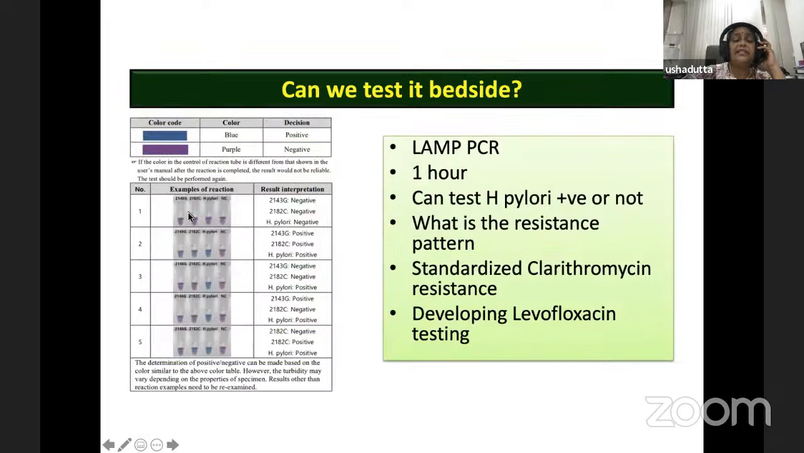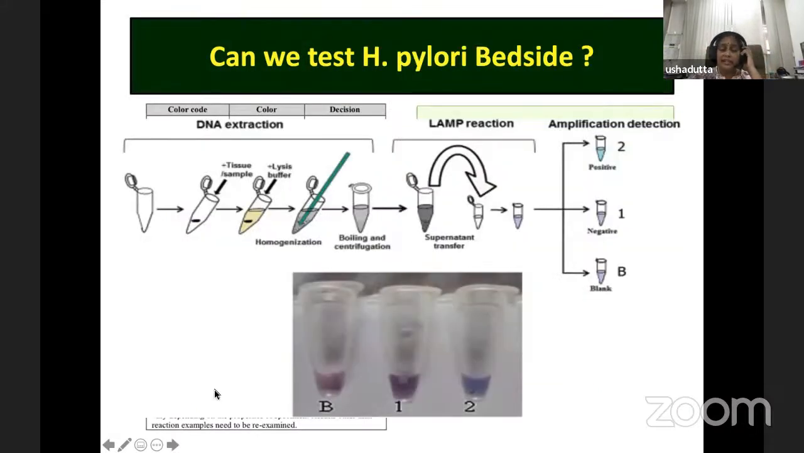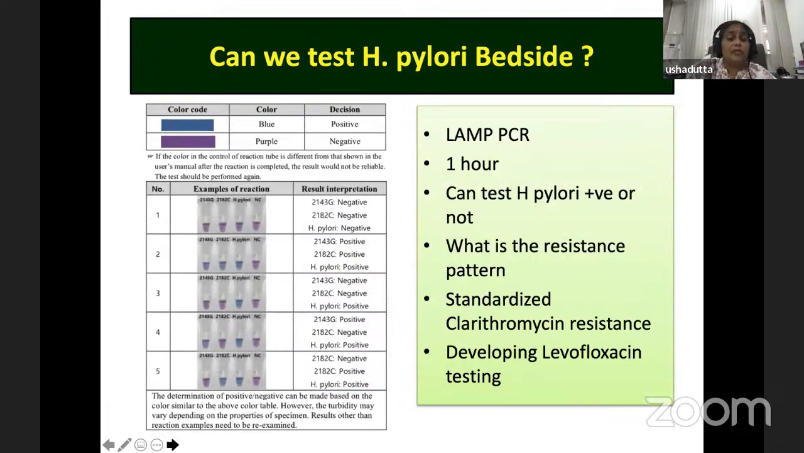So can we test it bedside? We tested it bedside using LAMP PCR, and the LAMP PCR suggested presence or absence of H. pylori, as well as whether the patient had clarithromycin resistance or not. Here just the tissue which is taken during endoscopy is put into a small eppendorf, homogenized, boiled, centrifuged, and the supernatant is taken, and we use that in a specific regime with a LAMP reaction, and looking at the color, we can say that it is positive or negative.